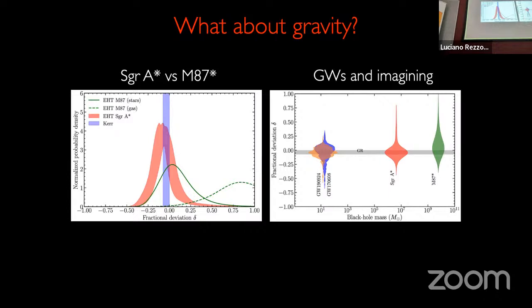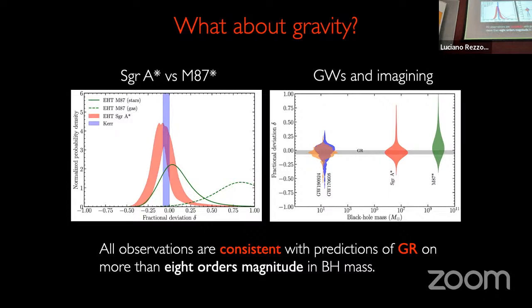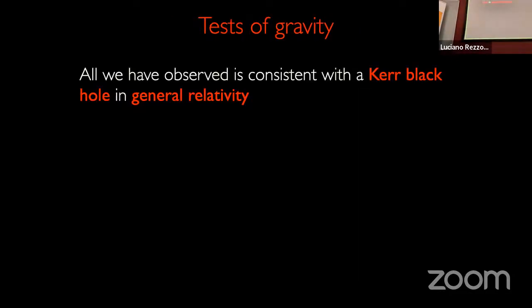Between these and these, there are 8 orders of magnitude. These are the predictions of general relativity. And as you can see, everything fits within general relativity, although, of course, there are different distributions. You can see that Sagittarius A star has a smaller spread than M87. So everything is consistent. Is this the end of the story? Well, no, really.